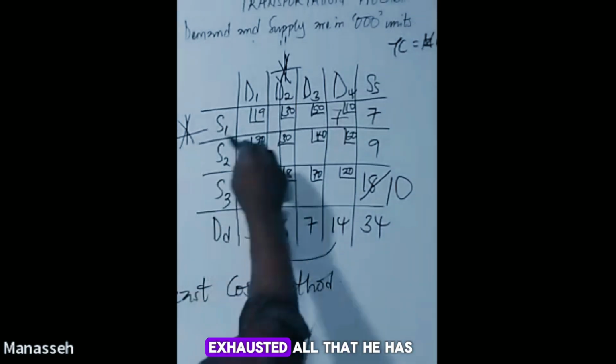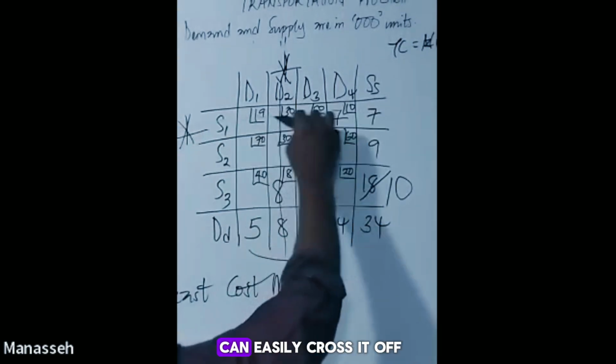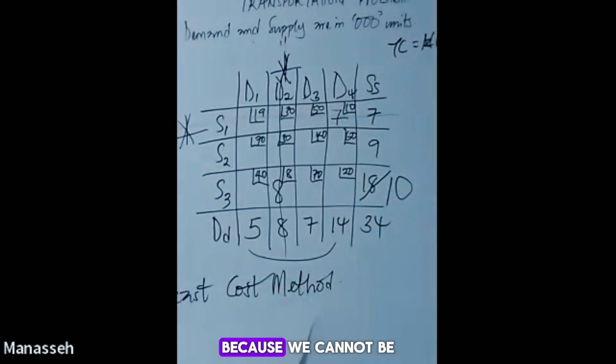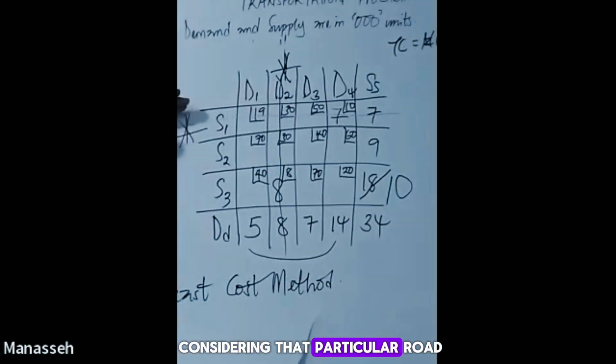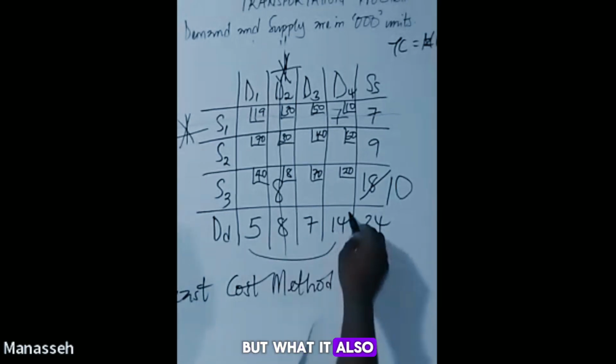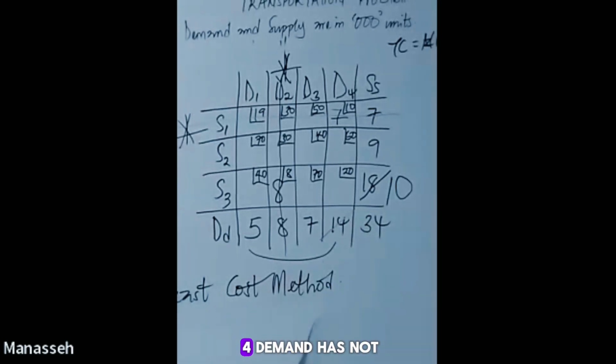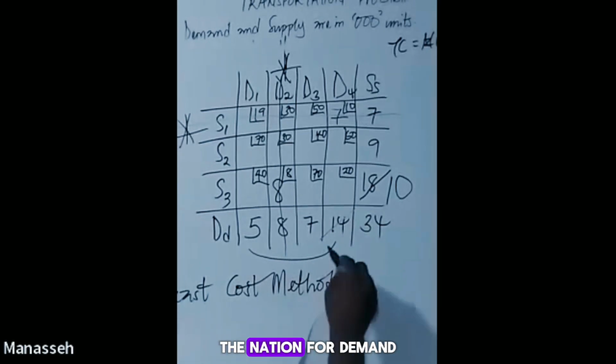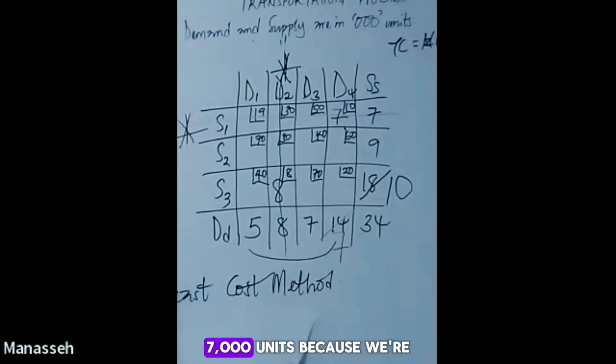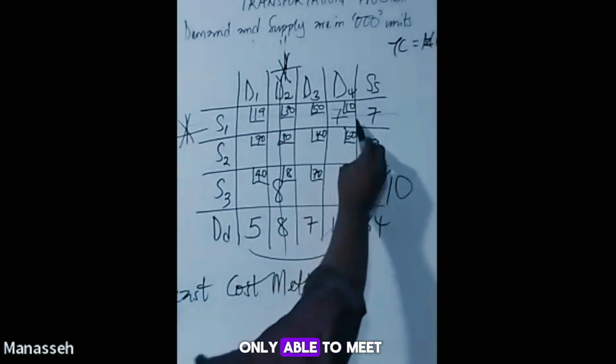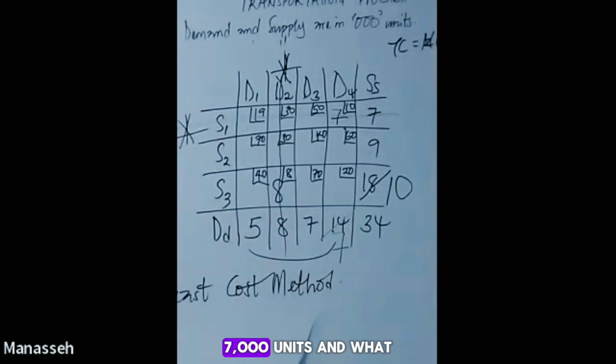Since it has exhausted all that it has, we can easily cross it off because we cannot be considering that particular route for any further allocation. But it also means that destination 4's demand has not been met. Destination 4 demand now remains 7,000 units, because we were only able to meet 7,000 units from source 1.